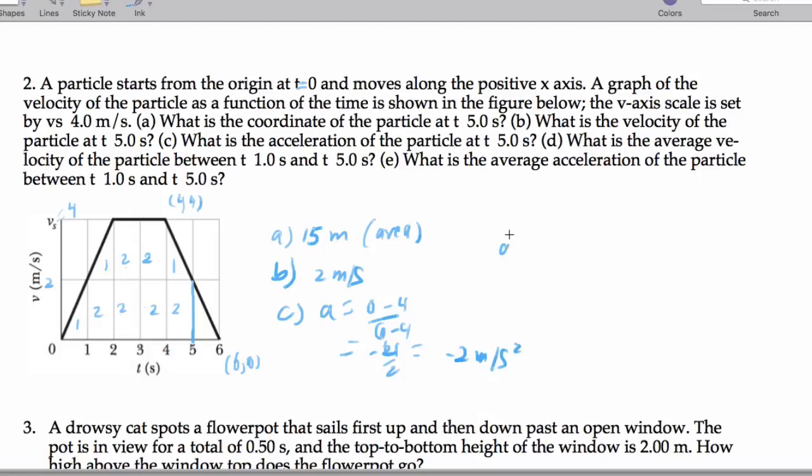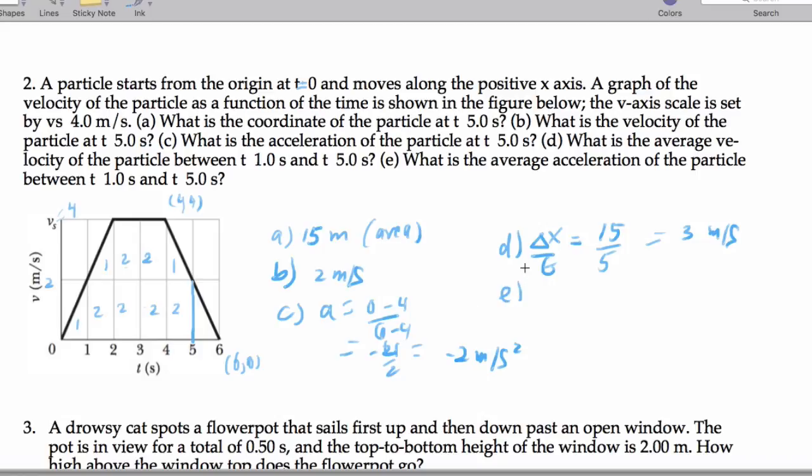Now for part D, the average velocity of the particle between 1 and 5 seconds, that's going to be the displacement over the time, which we got 15 meters divided by this time, which is 5. So that's going to end up being 3 meters per second on average.